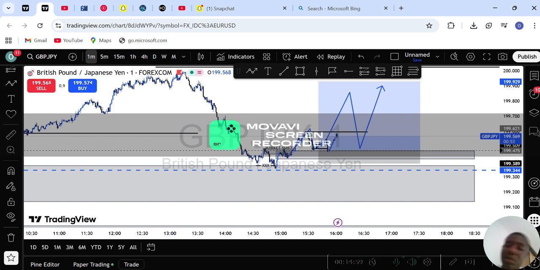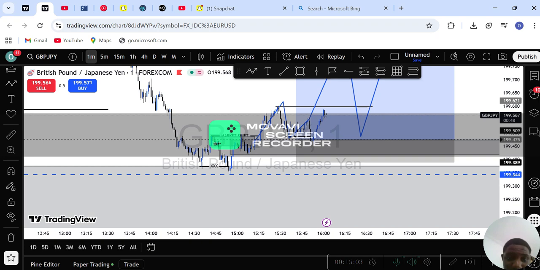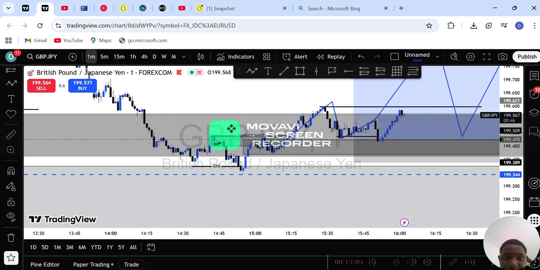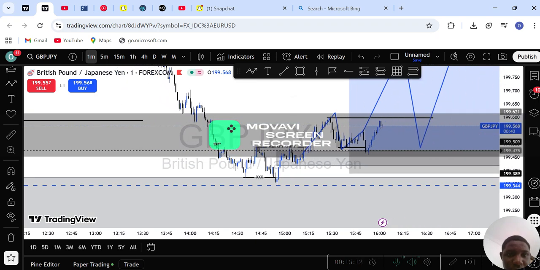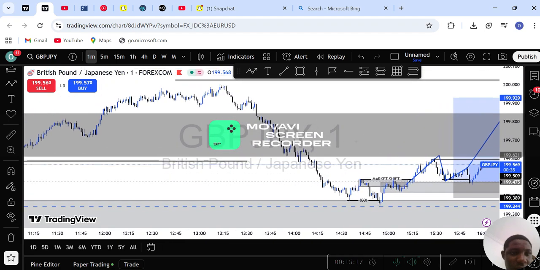So if you look at this, let me show you guys something. If you look at this, where is the scenario I'm looking for? Let's see where the break of structure is. Let me look at something. Let's explain it.